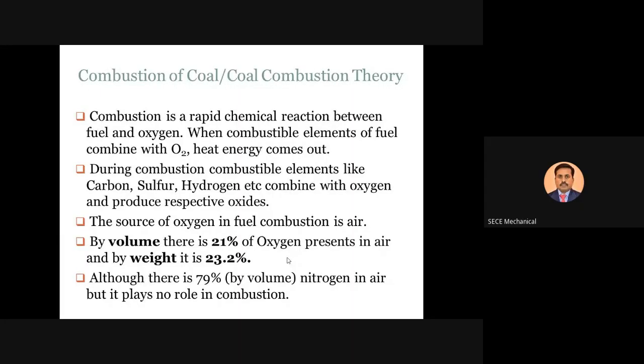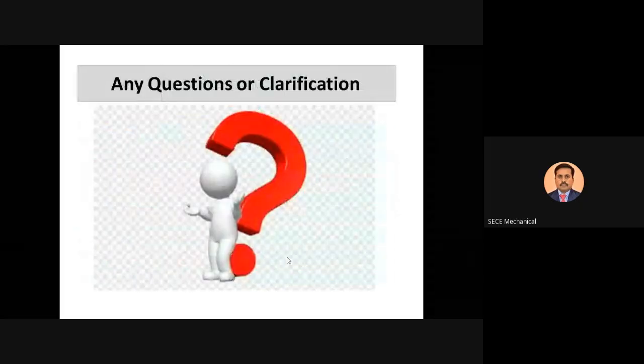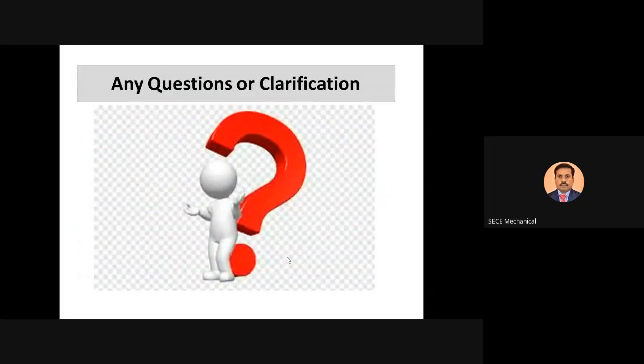Up to this, we covered the complete coal-based thermal power plant and steam-based thermal power plant. Next class onwards, we are going to discuss the controlling mechanism of exhaust gases coming out from the chimney of the coal-based thermal power plant. If you have any doubt, now you can ask.